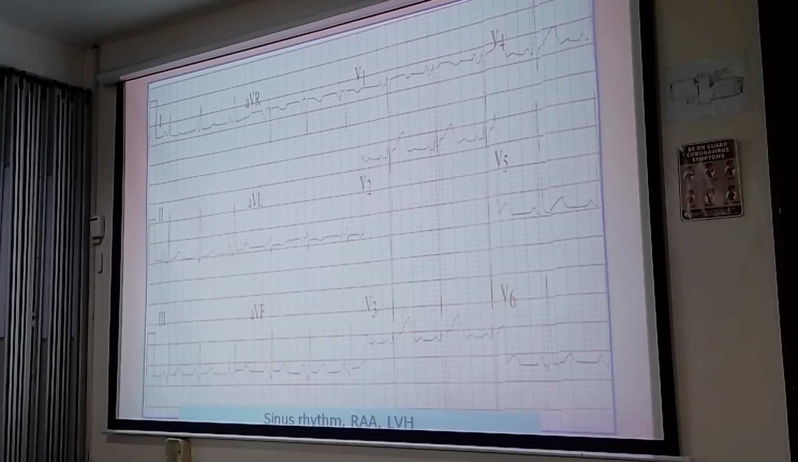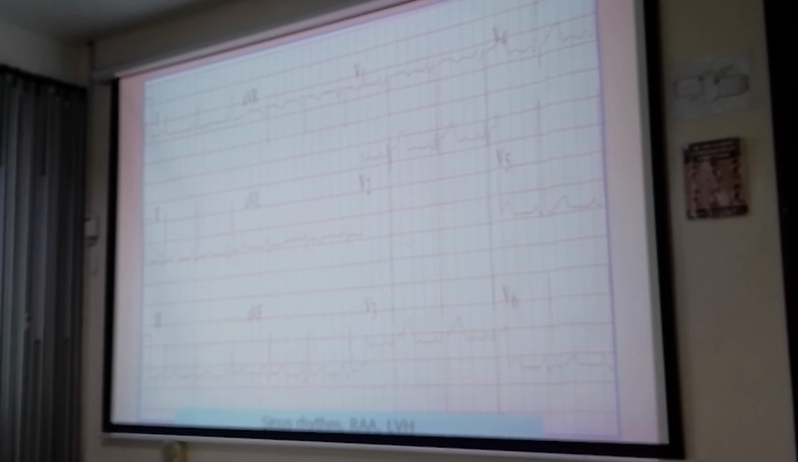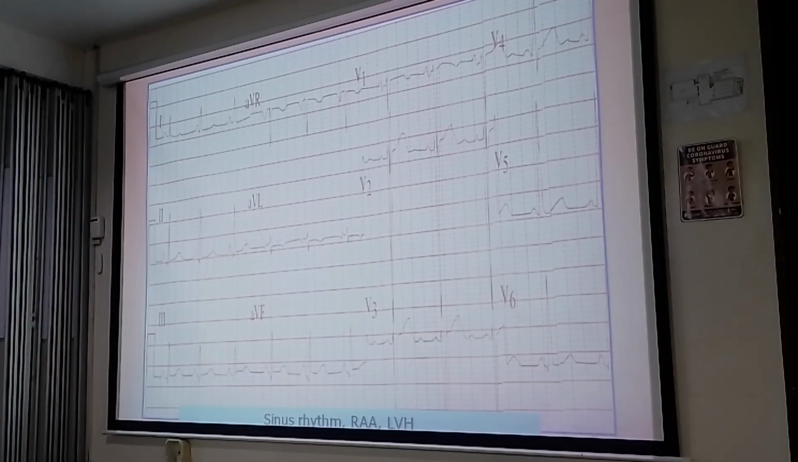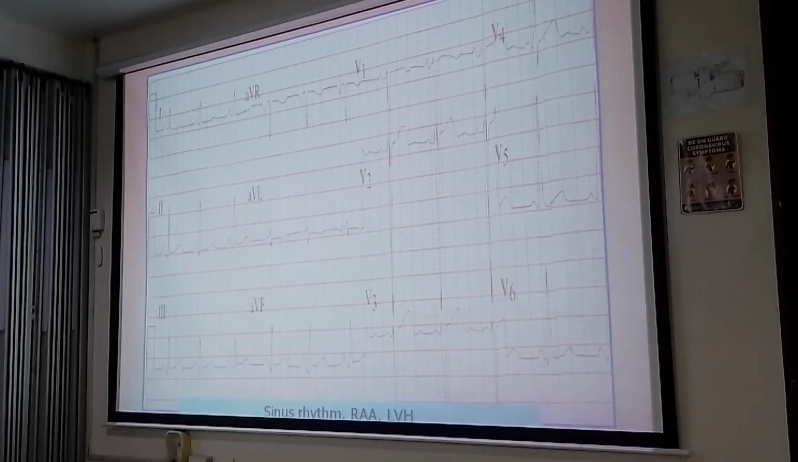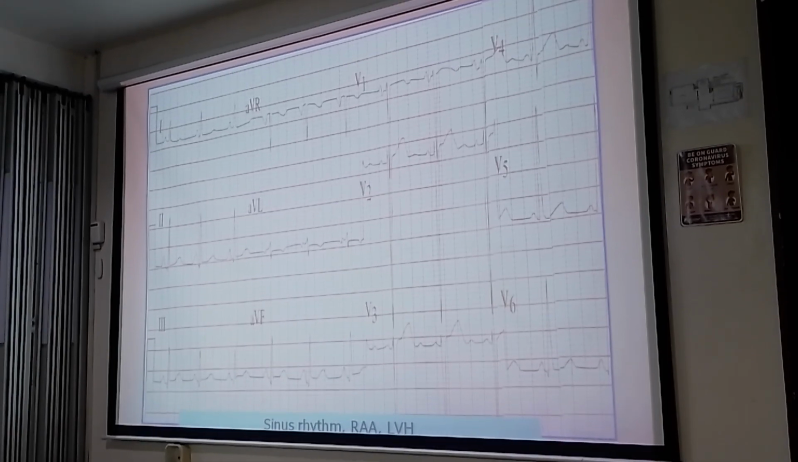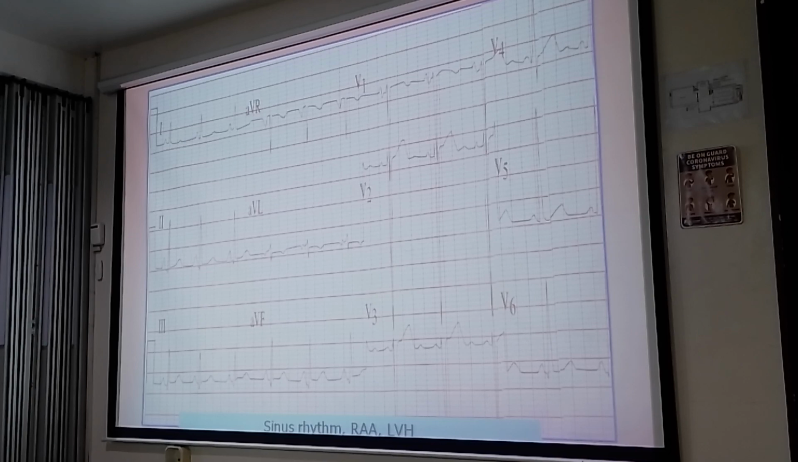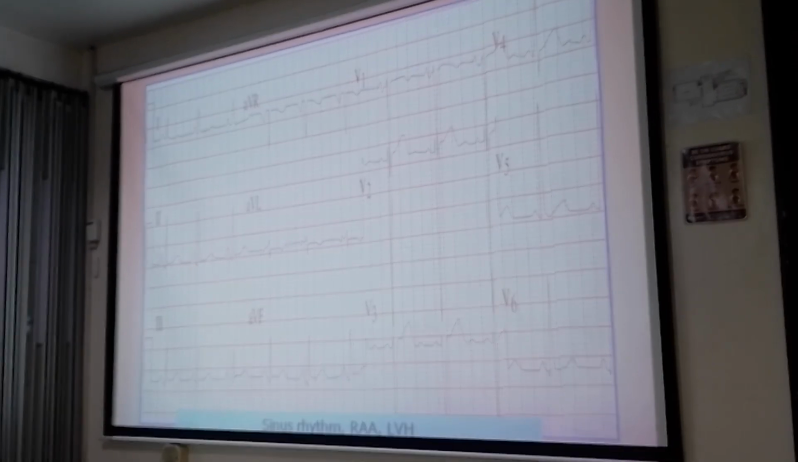So, if you are going to add S in V1 plus R in V5, it should be 10 mm calibration. If it is 20 already, your S in V1 is 40, divide by 2, because 20. Your 40 R in V5, if it is 20 already, so 20. So 20 plus 20 is 40.